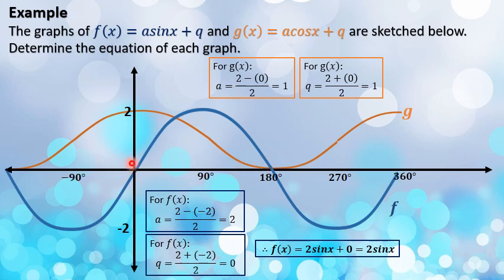Same process to get the Q value. We're going to take our maximum, add it to our minimum, 2 plus 0 divided by 2, gives us a big fat 1, and so our final answer is g of x equals 1 cos x plus 1. The a value we pop in there, plus 1, the q value we pop in there. Note that you don't have to write the 1 in front of cosine x, because if the coefficient of a variable is 1, you can just ignore it. It can be an invisible 1 up front.